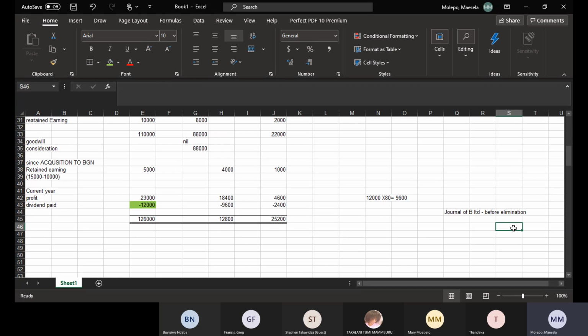So we have the debit side and the credit side, whereby we have dividend paid, because it's an expense, which increases on the debit side. The debit side of this dividend is represented by the whole amount of 12,000, because those are the dividends which he decided to pay. Then he paid to whom? He paid to A Limited.